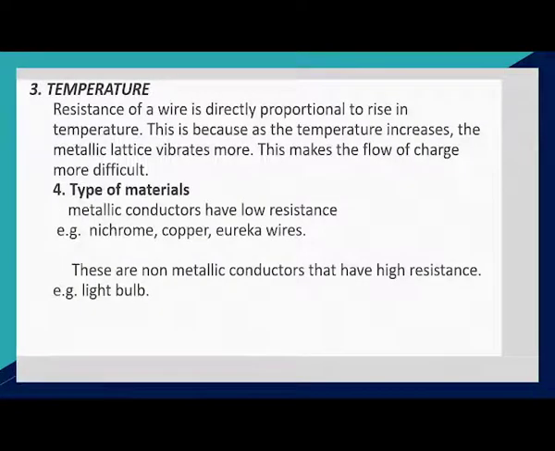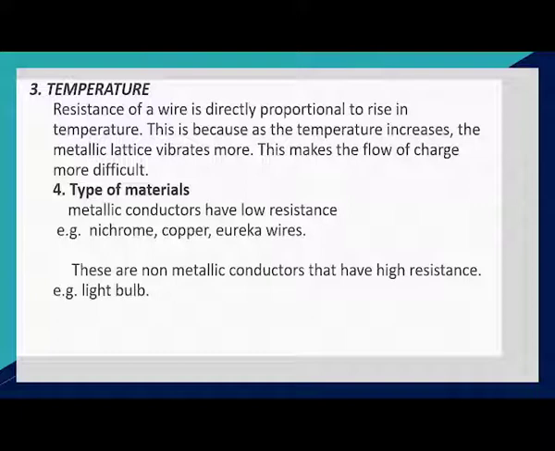Temperature. Resistance of a wire is directly proportional to the temperature. This one is directly proportional. It's just the same as the length. When one increases, the other one also increases.